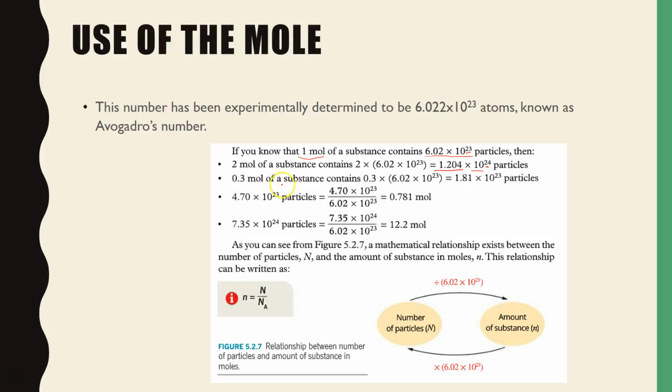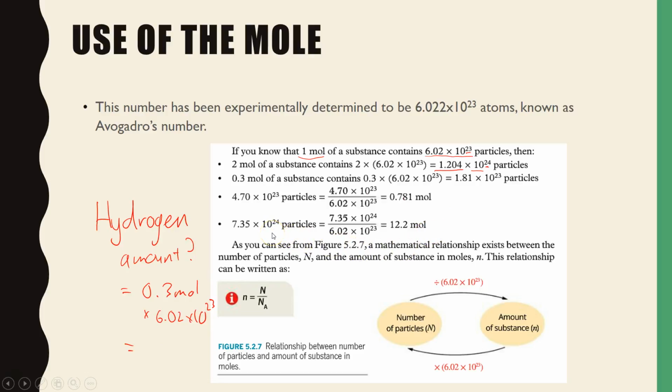Conversely, if you had 0.3 mole, so 3 over 10, of that substance, you would have 1.81 times 10 to the 23 particles. So if you have a certain amount of a particular compound, say hydrogen, that you have in the lab, and you want to know how many particles are in it, you take that 0.3 mole of hydrogen and multiply it by 6.02 times 10 to the 23, and you can work out how many particles of hydrogen you have. This will become relevant later.